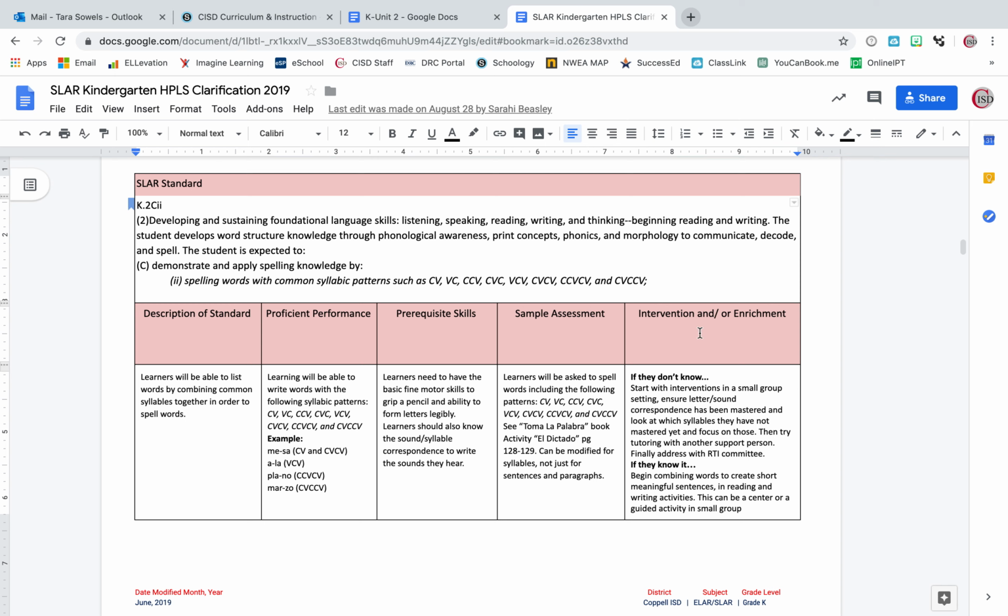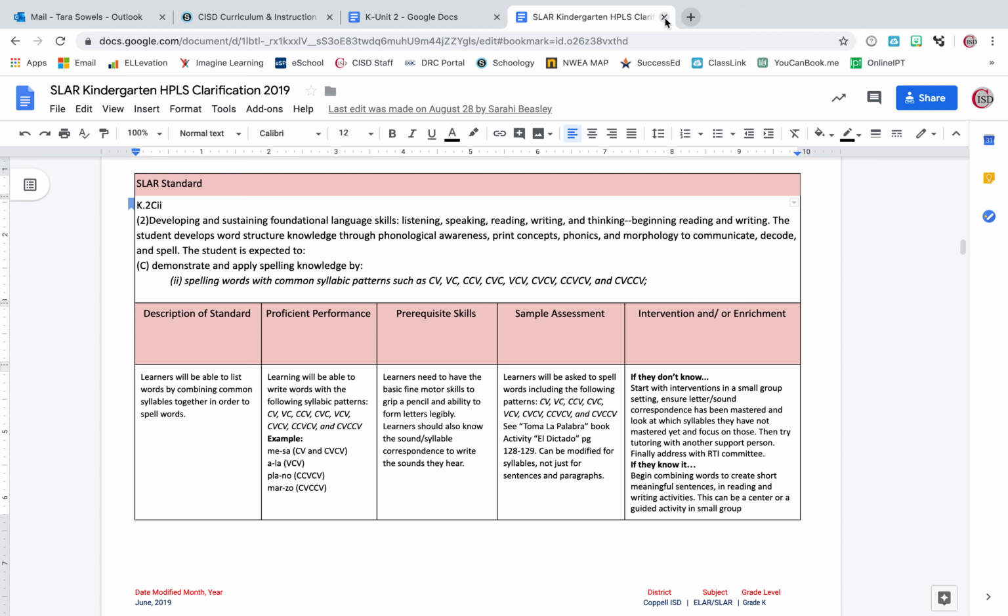They're standards that are going to be assessed, they're essential for the foundation, and they carry a lot of weight. Maybe they're assessed on STAAR if you're in a STAAR tested grade. So those are some of the criteria that was used to determine HPLS.